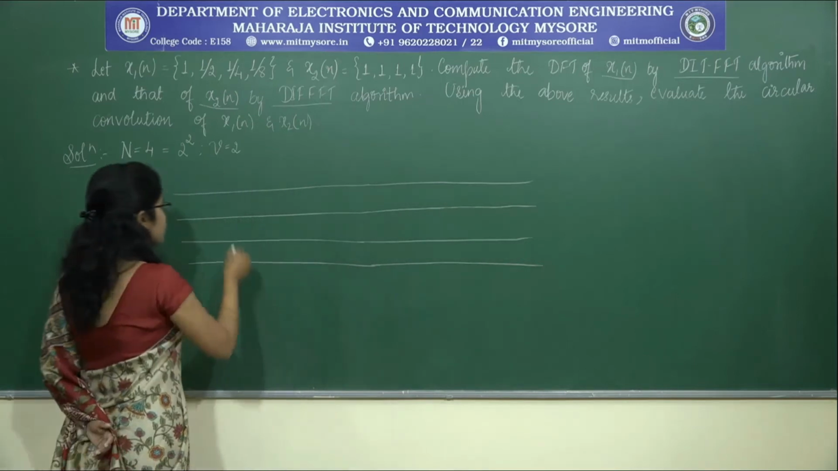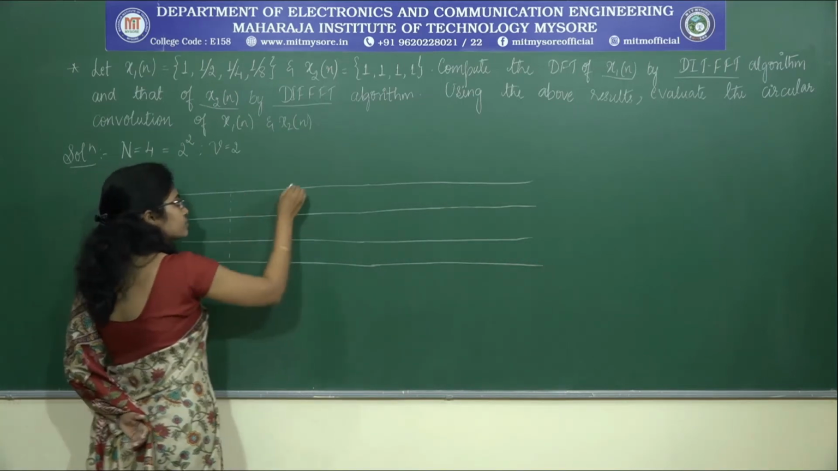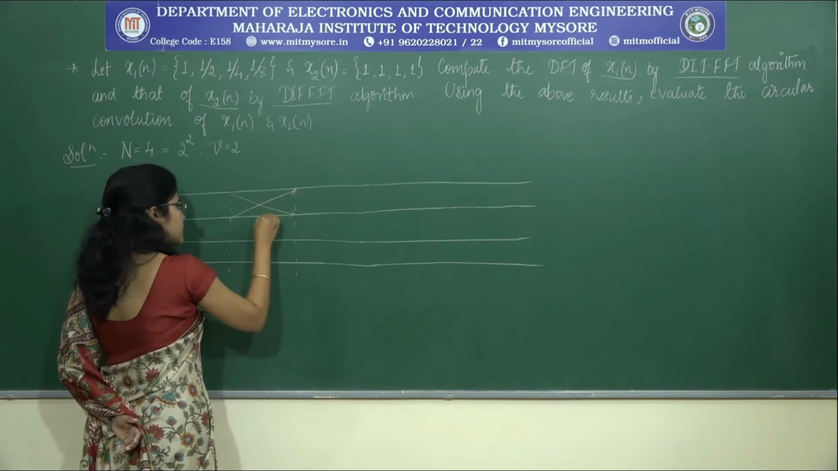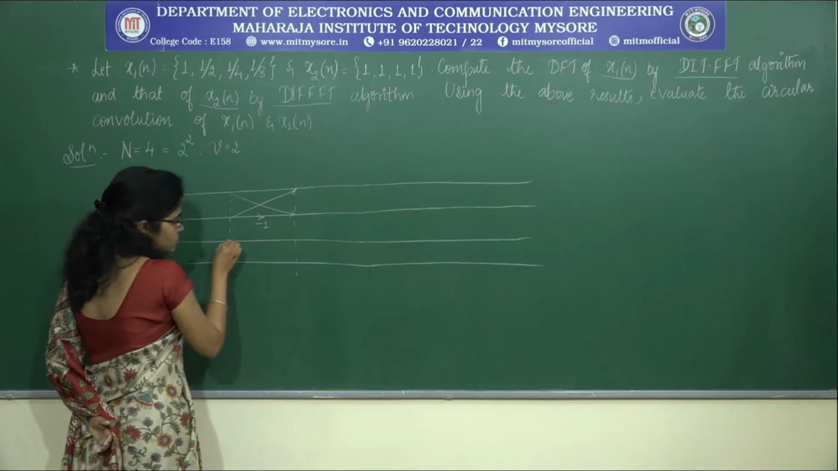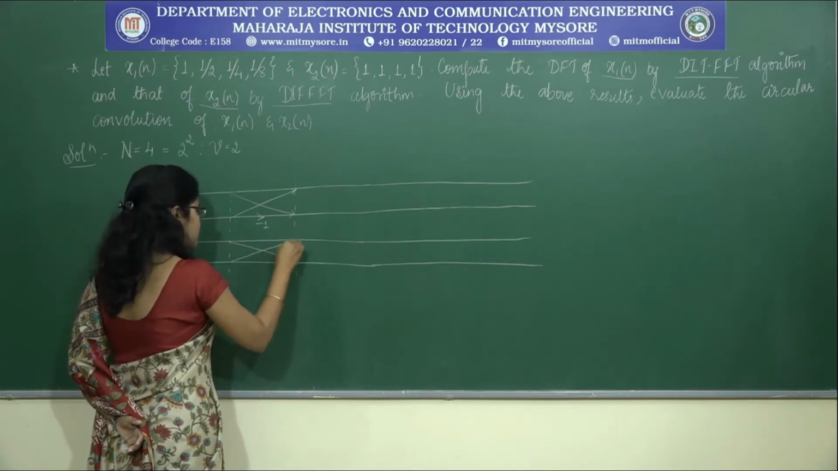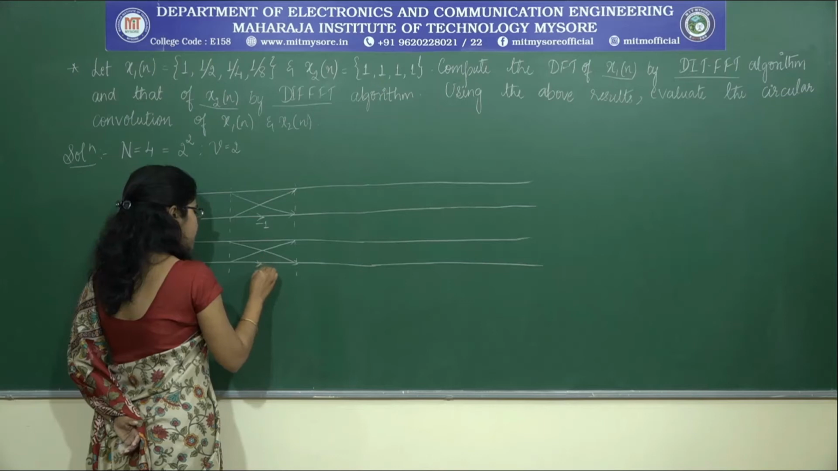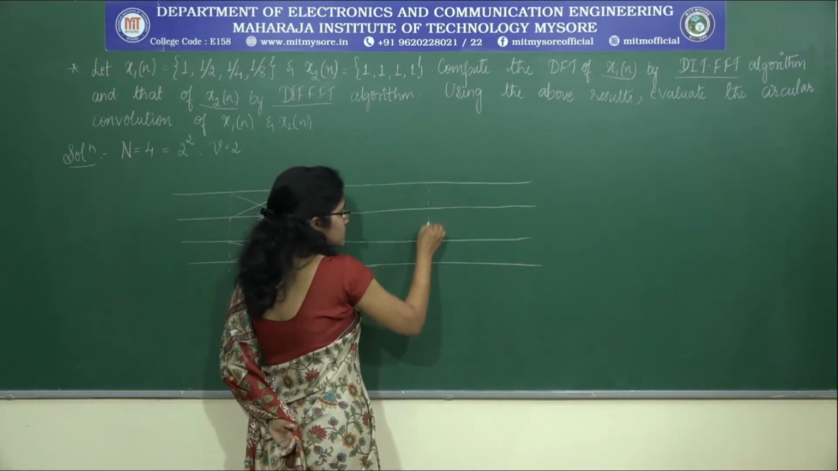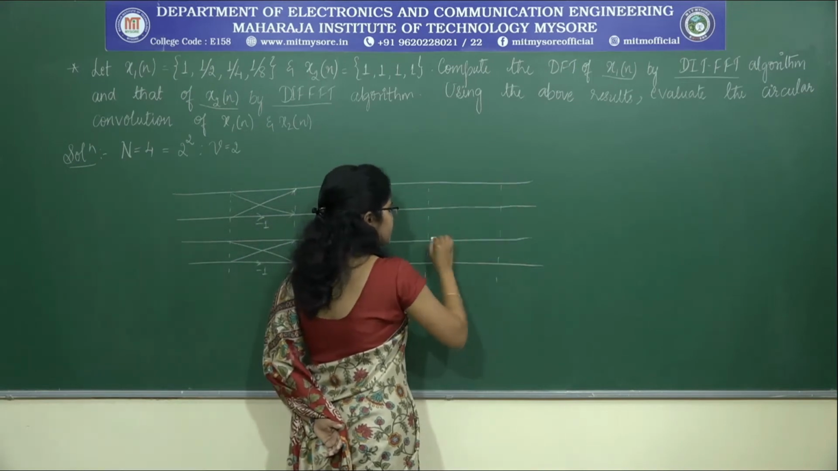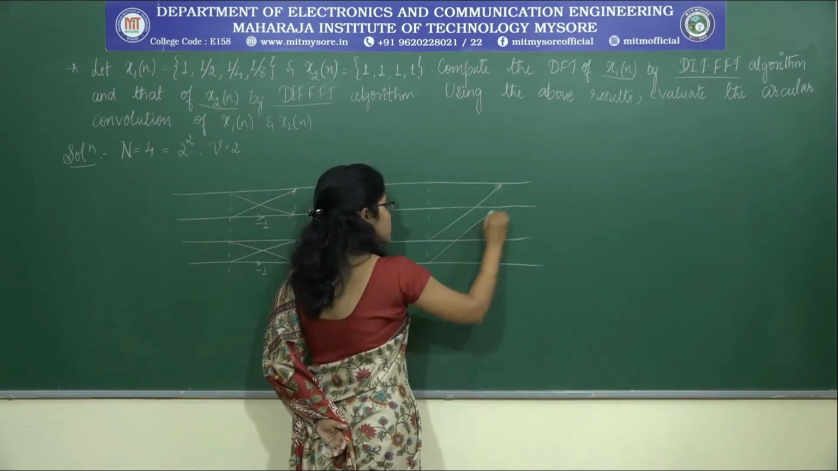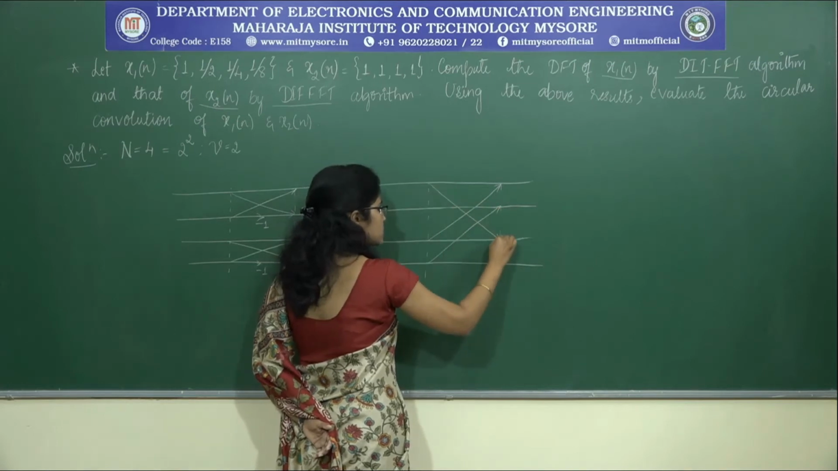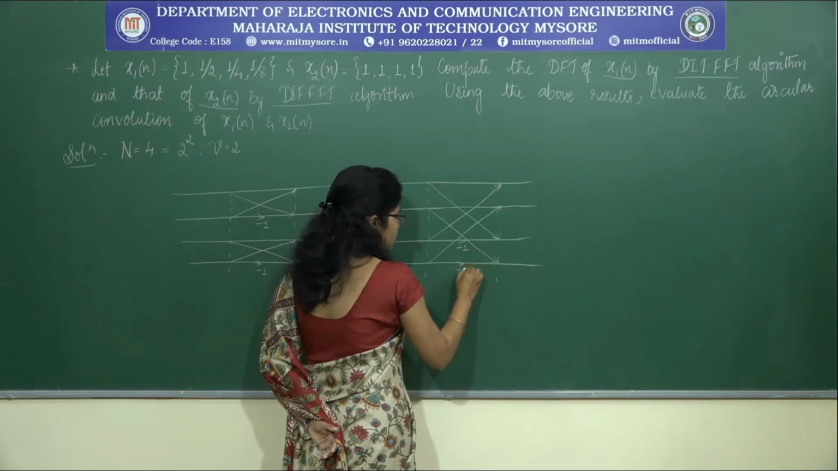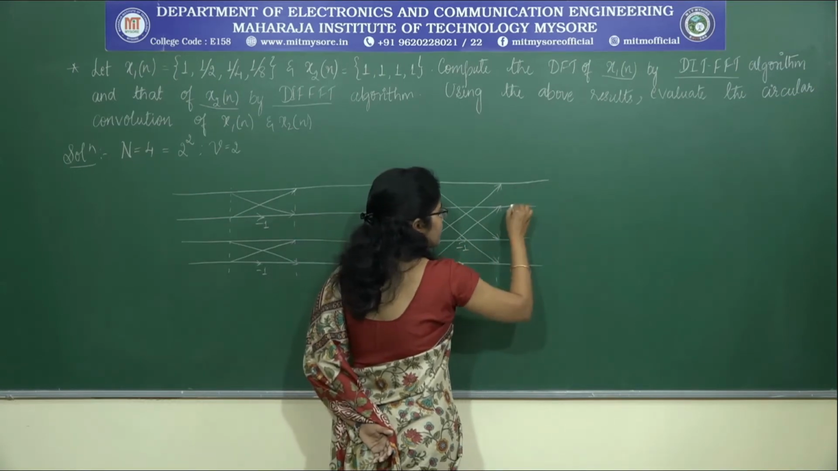So the first structure, and again here we need to multiply this with minus 1. Again here we will have minus 1. So the second stage, combining these two inputs, these two and these two, this has to be multiplied with minus 1 and minus 1.